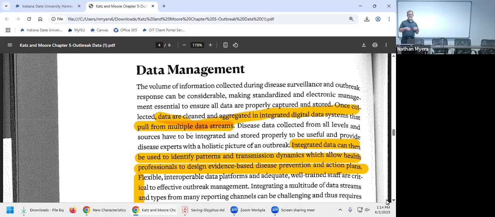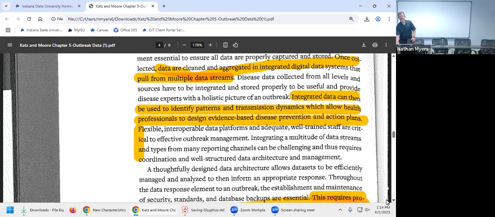So that hindered our ability to make evidence-based decisions, and arguably led to maybe we didn't have to do actions at the national level the way that we did them early on. Maybe we could have done more targeted interventions, but we just didn't have the data to know that. So flexible, interoperable data platforms and adequate, well-trained staff are critical to effective outbreak management. Integrating a multitude of data streams and types from many reporting channels can be challenging and thus requires coordination and well-structured data architecture and management.